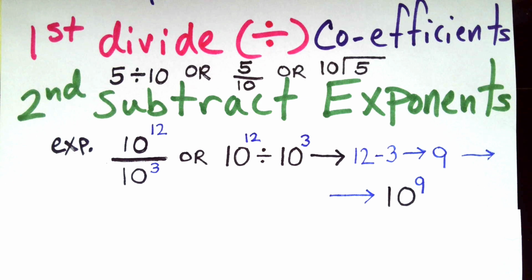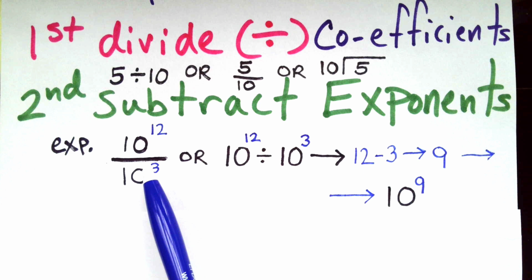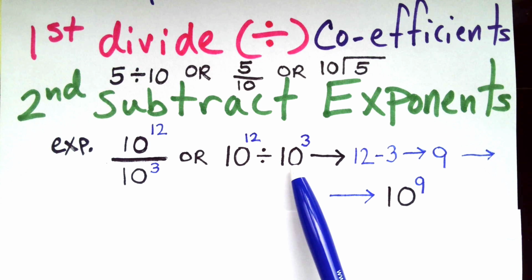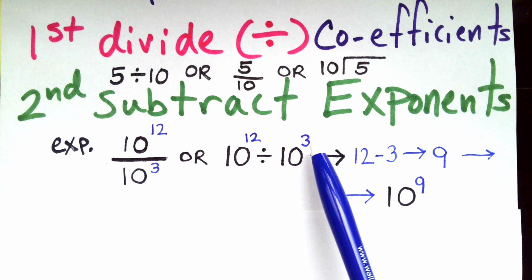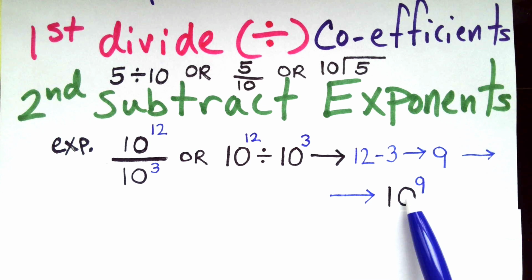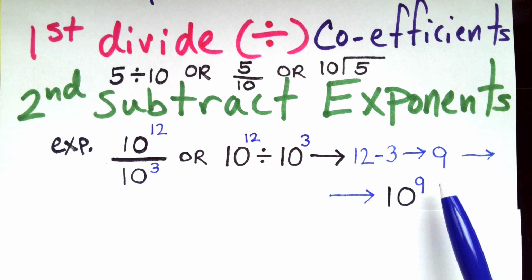So here is a quick example of the quotient rule of exponents. Again, the base is the same, you keep it the same. And instead of adding exponents, when you divide, you subtract. So 12 minus a positive 3. Or you can see here the base is the same. When you divide, you keep it the same, and you subtract 12 minus positive 3. So what is 12 minus 3? It's 9. The base stays the same. Your new exponential power is 9.